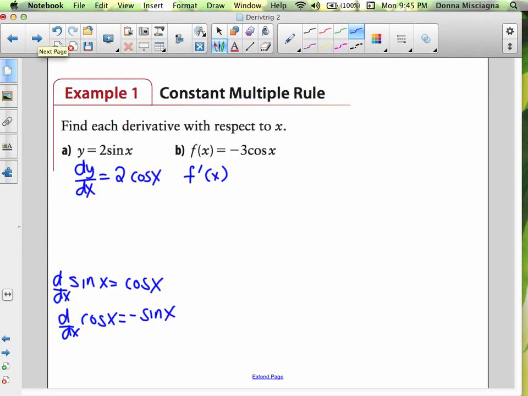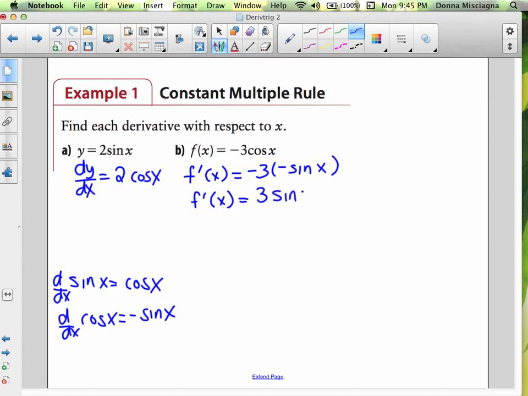So we want to find the derivative of negative 3 cosine x. That's just going to be negative 3 times negative sine x. And I do like to write it like that because then you don't accidentally make a mistake thinking, oh yeah, the derivative of cosine x is negative, but now you've got two negatives, so it's a positive.